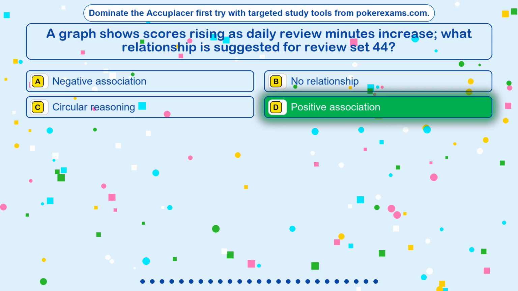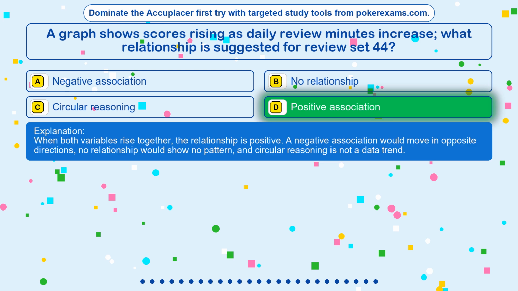The correct answer is option D. Positive association. When both variables rise together, the relationship is positive. A negative association would move in opposite directions, no relationship would show no pattern, and circular reasoning is not a data trend.